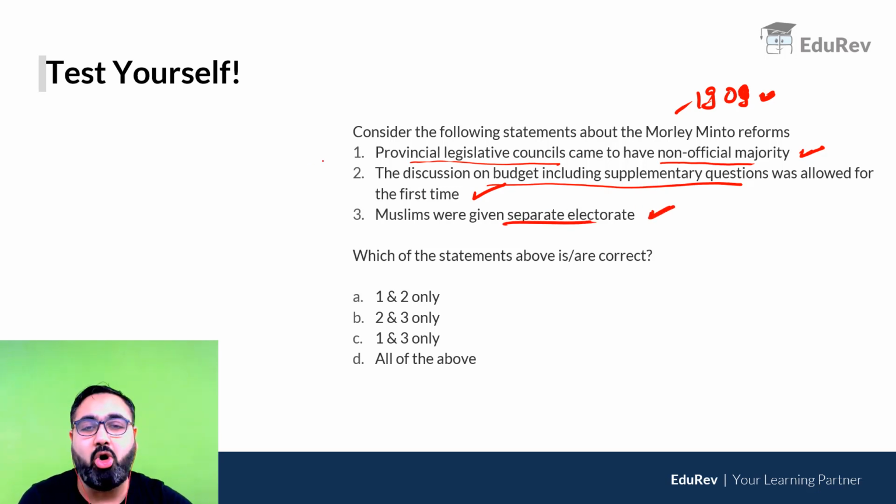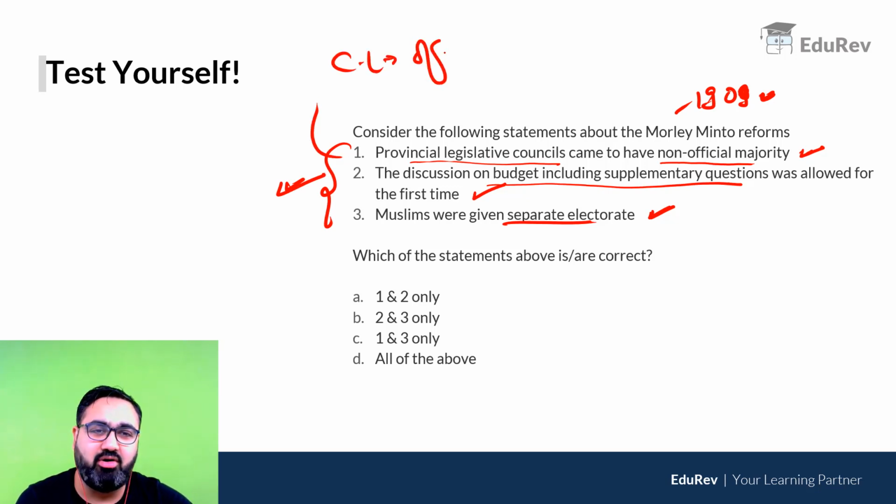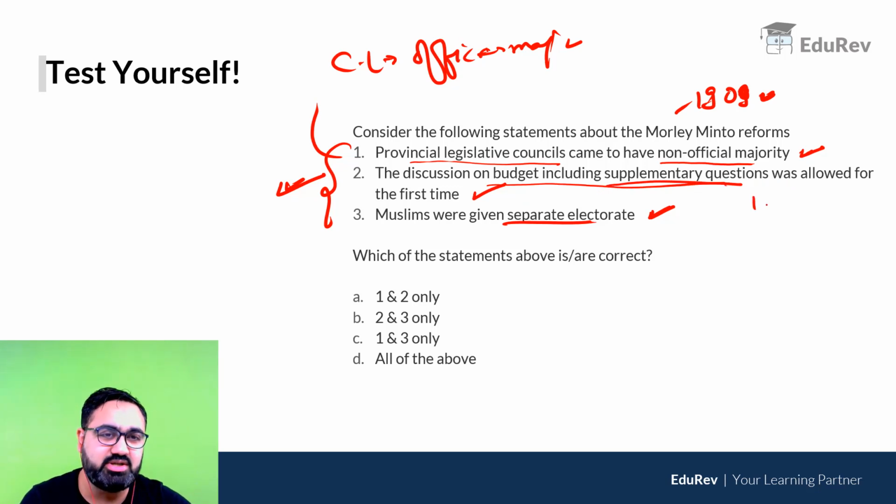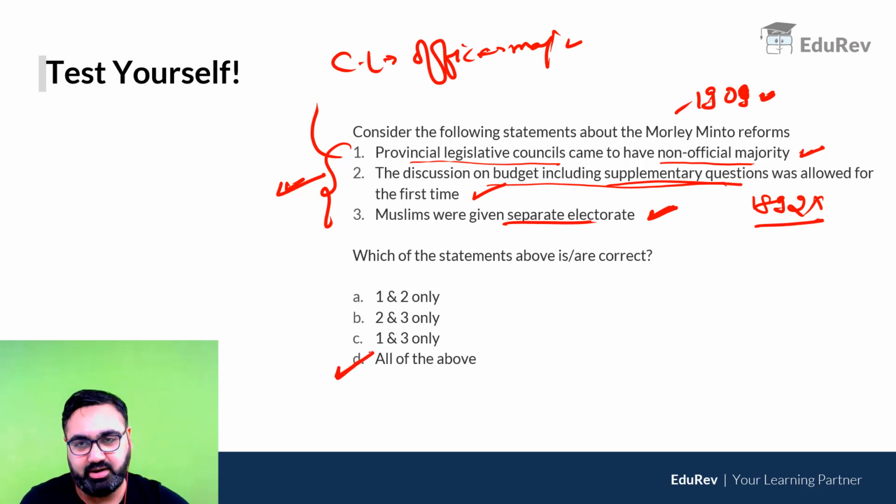We have just read all these three are correct. We have read that in the central legislature, still officials were in the majority, but in the provincial legislature, non-officials were now in the majority. Secondly, we also read that people were now given the right to ask supplementary questions. In 1892 Act, they did not have the right to ask supplementary questions, and Muslims were given a separate electorate. So the answer here is D. All of them are correct.